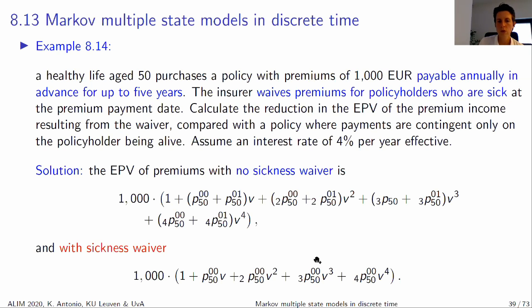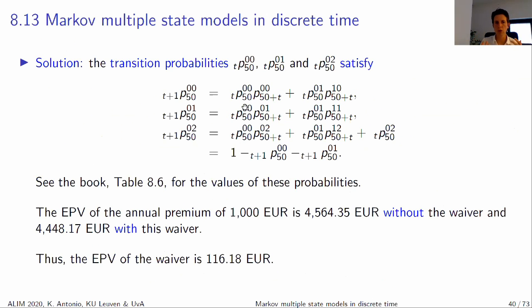So I need to be able to calculate these transition probabilities, and the reasoning that I'm going to use here is a reasoning as follows. So if you need a transition probability over t+1 years, what you can do then is you can ask yourself, well, where will I be after t years? And what's then going to happen when going from time t to time t+1?